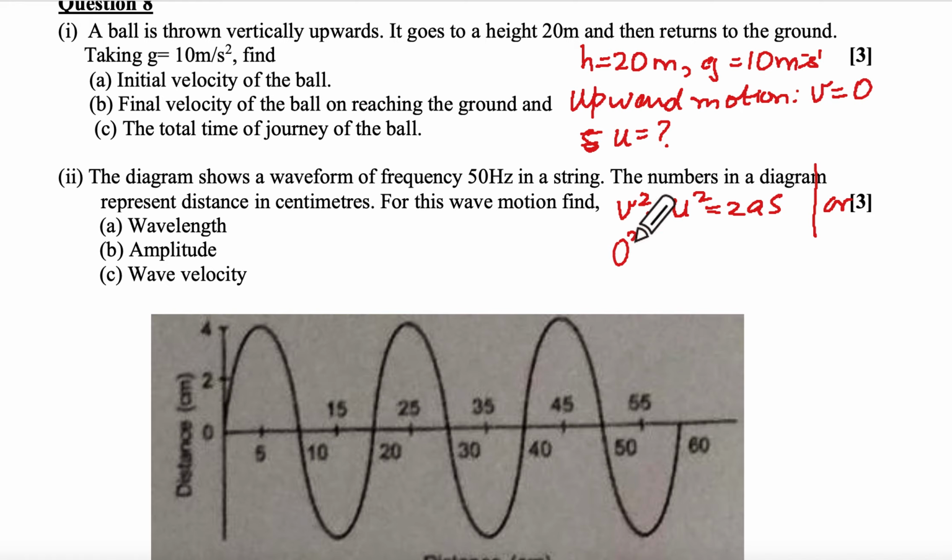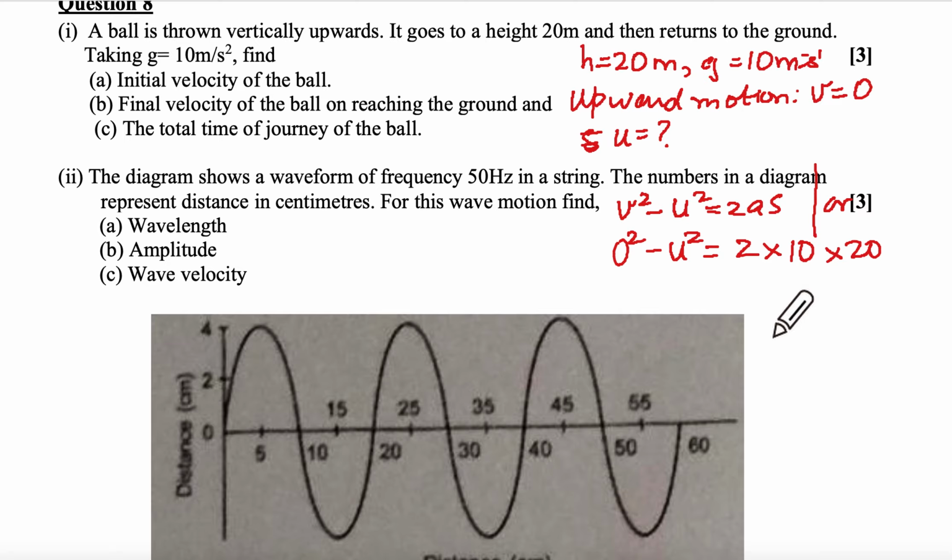So 0 square minus U square is equal to 2 into, they told to take 10 into S. Okay, so 10 into S, 20, no? Yes. 20 meters. Okay, so we have 400.